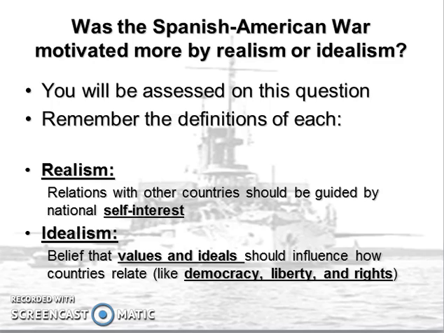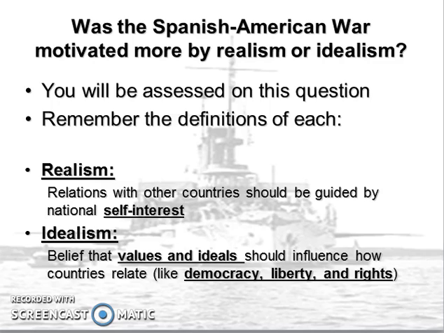Today we're going to look at the Spanish-American War, and I want you to look at the question at the top of the screen there. Was the Spanish-American War motivated more by realism or idealism? Now, this is going to be your assessment question next week. And what you really want to do is make sure you remember the definitions of both of them.